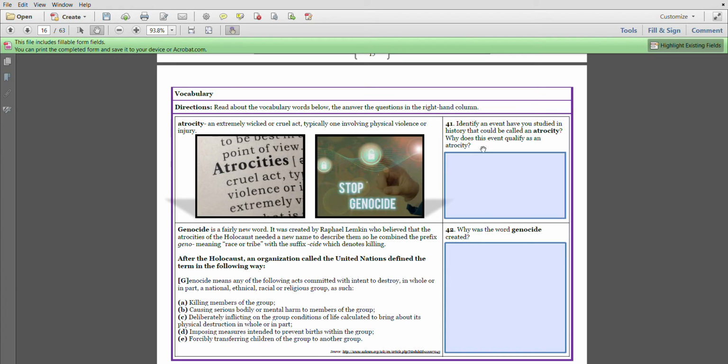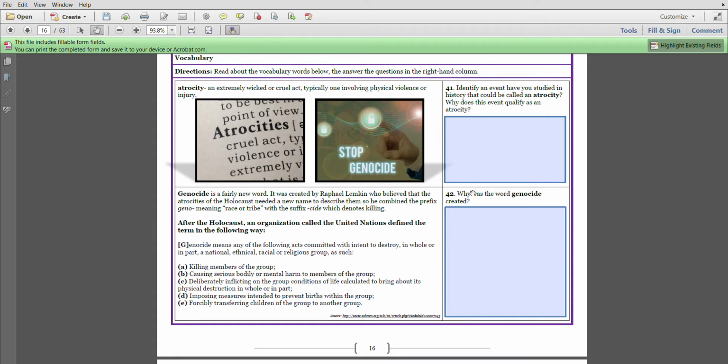41. Identify an event that you've studied in history that could be called an atrocity. Why does this event qualify as an atrocity? And remember, atrocity is an extremely wicked or cruel act, typically one involving physical violence or injury. Why was the word genocide created?